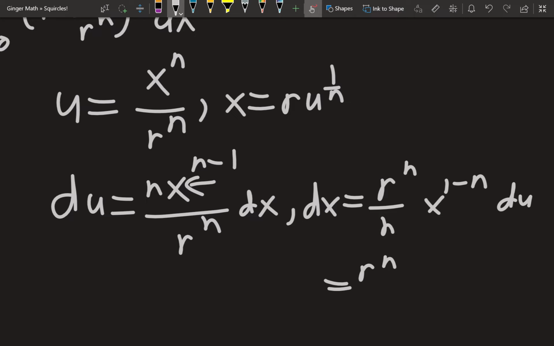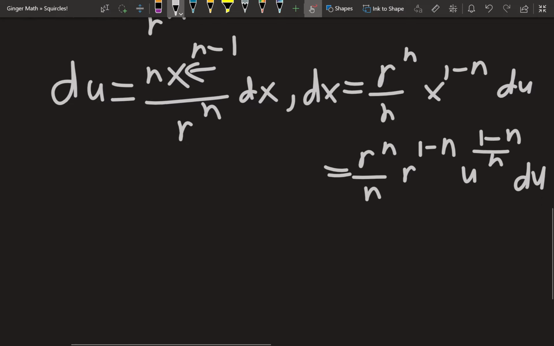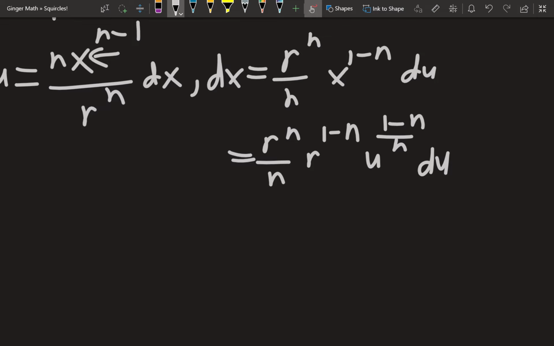So r to the n over n times r to the 1 minus n times r u to the 1 minus n over n du. Okay, so we can simplify this even more actually. The n's here will just cancel by properties of exponents. So we're going to have r over n times u to the 1 over n minus 1 du. That's just our dx.